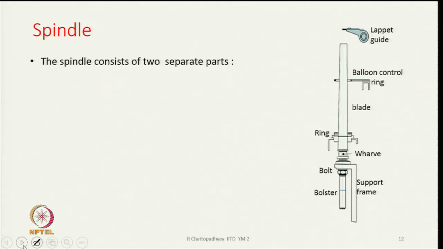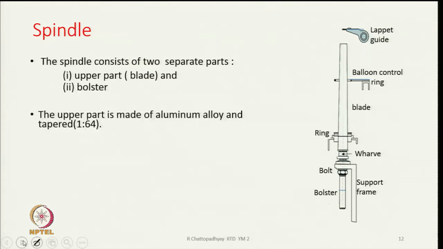Now, we will discuss the spindle. A spindle is shown on the right hand side of the diagram. The spindle consists of two parts, a blade and a bolster. So, there is a top part and there is a bottom part. The top part is the blade and the bottom part is the bolster.